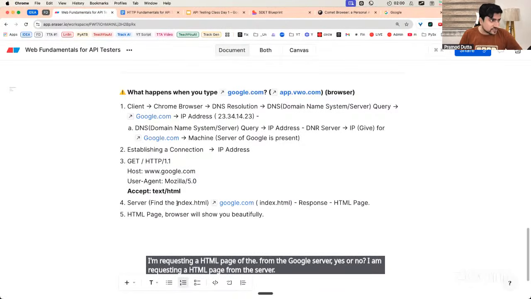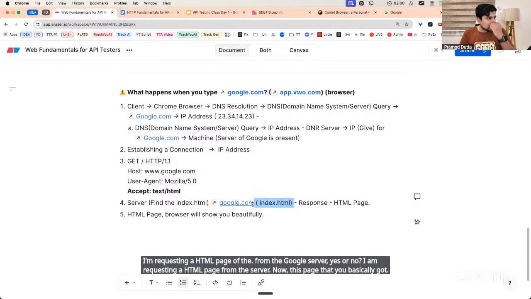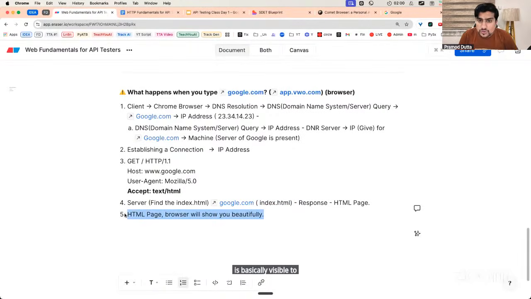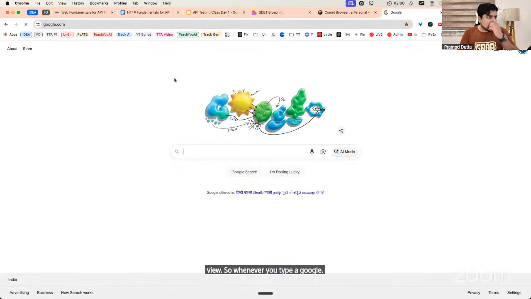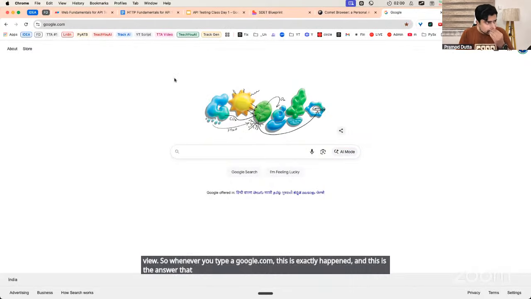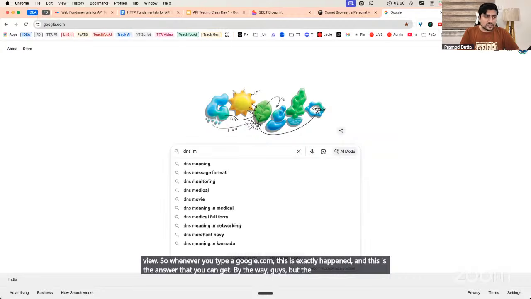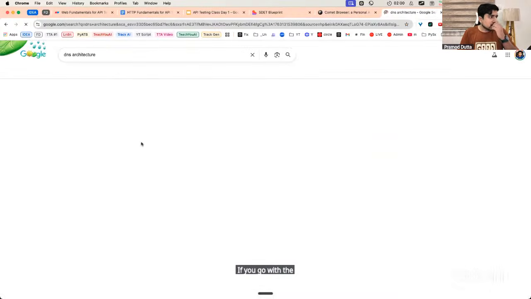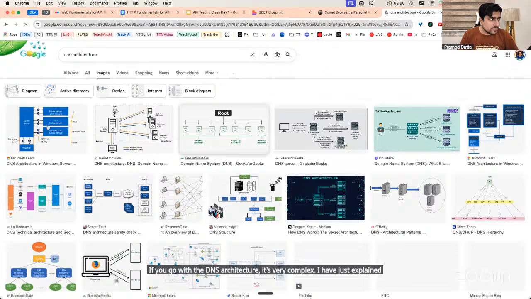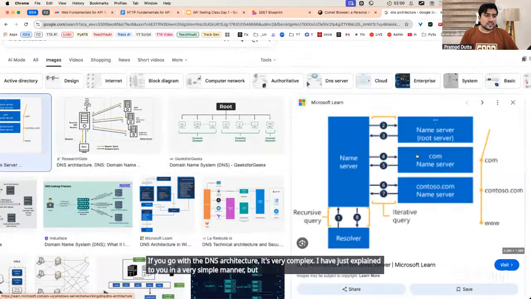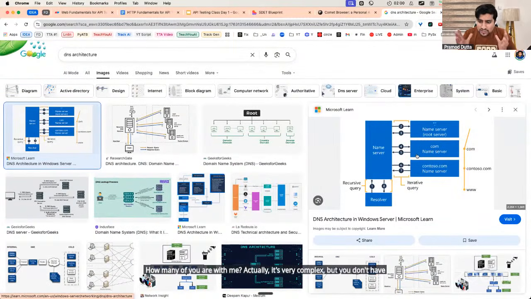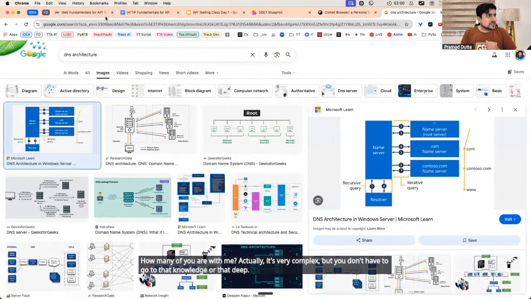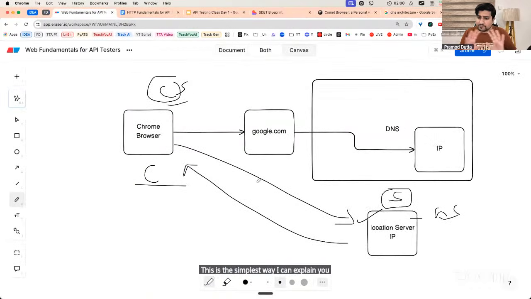Now the page that you got is visible to you in the browser. Every browser will show you a beautiful view. So whenever you type google.com, this is exactly what happens. By the way, guys, the interesting thing is that the DNS architecture is very complex. I have just explained it in a very simple manner, but actually it's very complex, everyone. How many of you are with me? Actually, it's very complex, but you don't have to go that deep. This is the simplest way I can explain it. Fair? Is everyone with me?